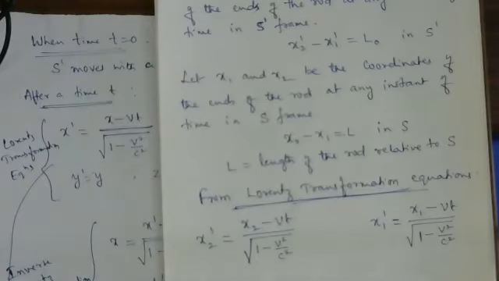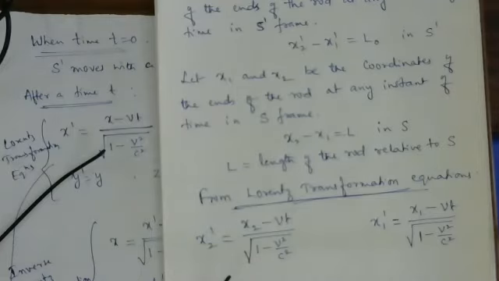Have I understood? You see that? Okay, from the Lorentz transformation equation, x2 dash is equal to x2 minus Vt divided by square root of 1 minus V square by C square.